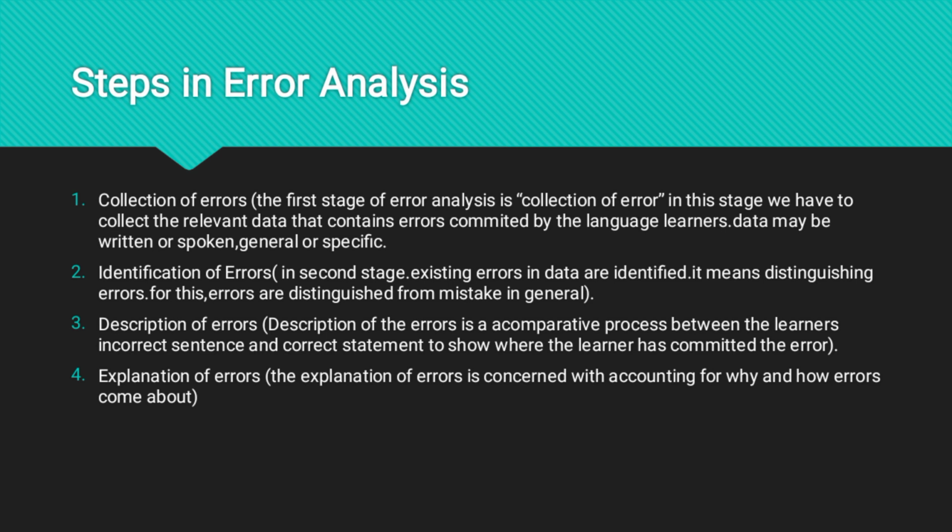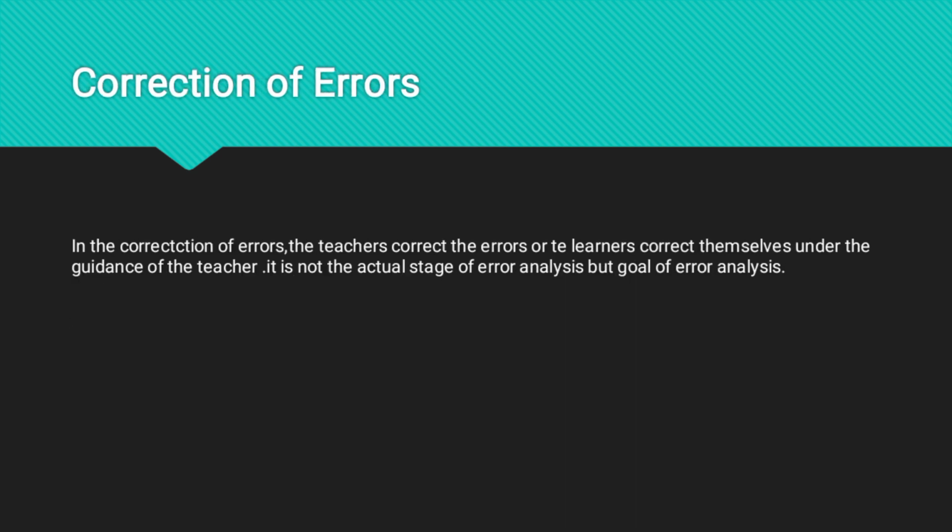The next, explanation of errors. The explanation of errors is concerned with accounting for why and how errors come about. Correction of errors. In the correction of errors, the teacher corrects the errors or the learners correct themselves under the guidance of the teacher. It is not the actual stage of error analysis but the goal of error analysis.